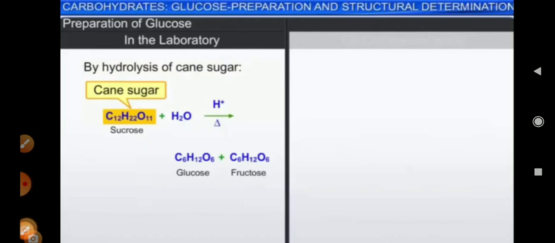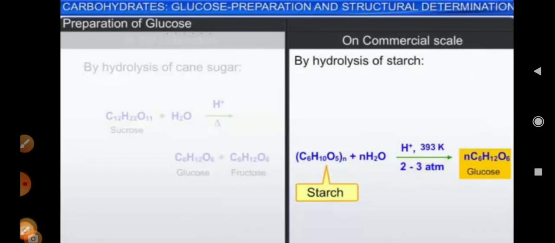Let us check the next method. The next method of preparation is on the commercial scale, that is, on a large scale. How can we prepare glucose? By the hydrolysis of starch. Starch, we know, is a polysaccharide, that means a polymer, which on hydrolysis under the given set of conditions gives rise to n numbers of glucose.